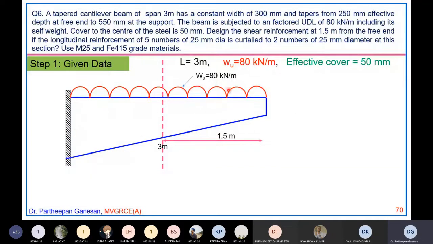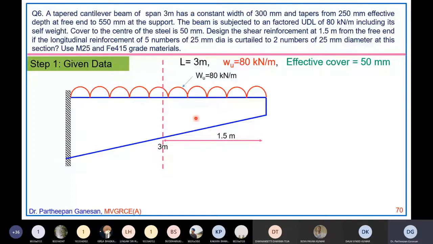So how much is the shear force at this section? 80 kN is the UDL for 1 meter. For 1.5 meter, 1.5 into 80, that will be 120 kilonewton, the shear force at this section. But if you find the shear force at the support, it will be 80 into 3, 240 kilonewton. So shear force is only half. At this point, you have to design the shear reinforcement.